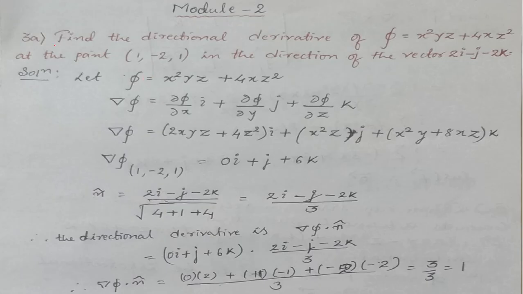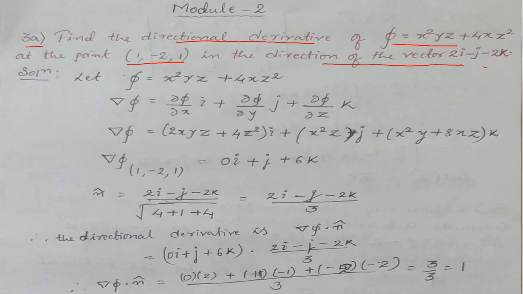Here you can go through the model question paper of module 2: question number 3a and 4a will be of module 2. Vector differentiation, vector integration will be there. In that, question number 3a is as follows: find the directional derivative of the given scalar function. Phi is always called a scalar function, at the point (1, -2, 1), along the direction of the vector 2i - j - 2k.